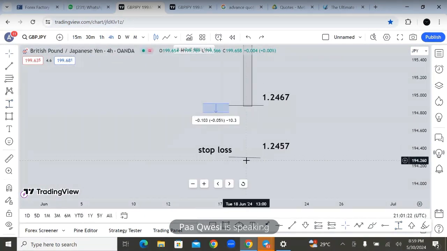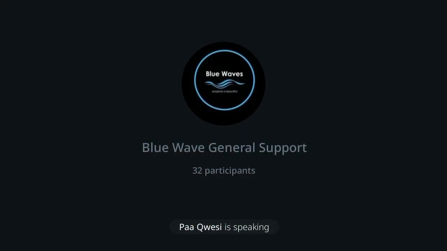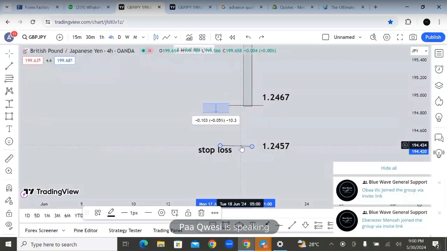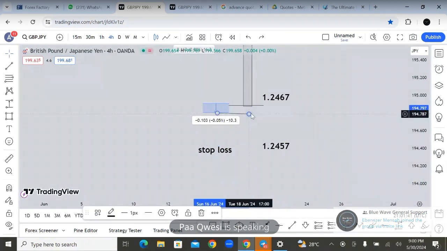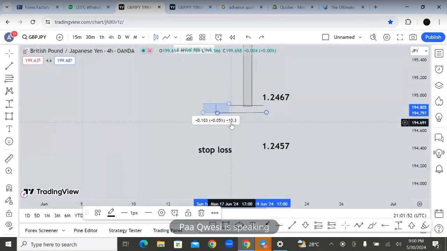You see the negative 10.0, you are going to take the 10 into consideration. This is the pips. They've written the negative aside. Negative means the amount you are losing. So this is the price you are going to set on your MT5, or any platform that you are using, either cTrader or TradeLocker. This is where you are going to set it. You check the price. The price will be 194.797, and this is the take profit.